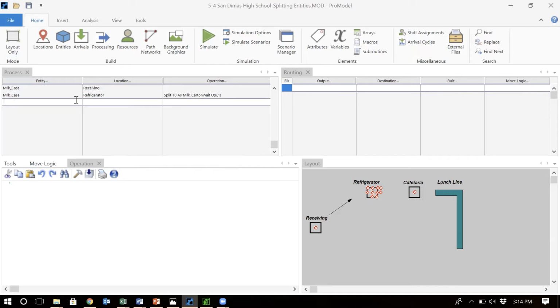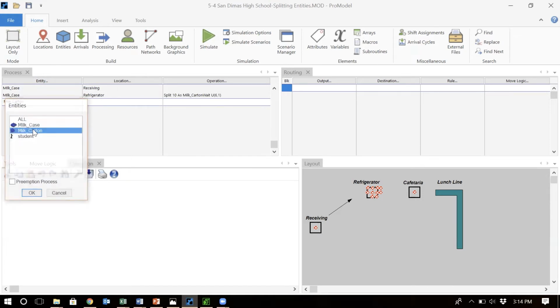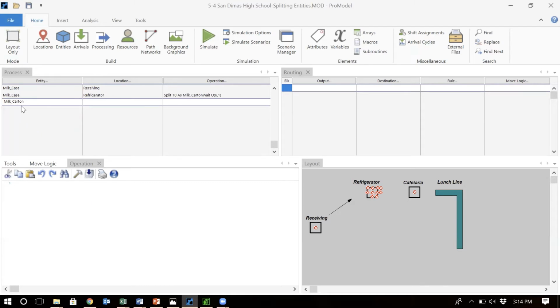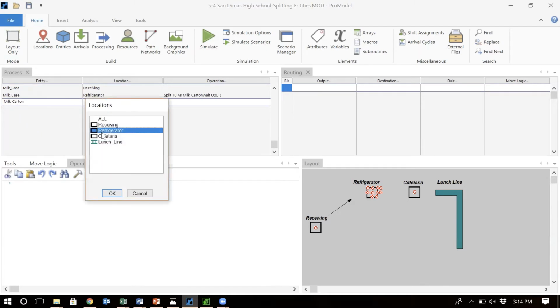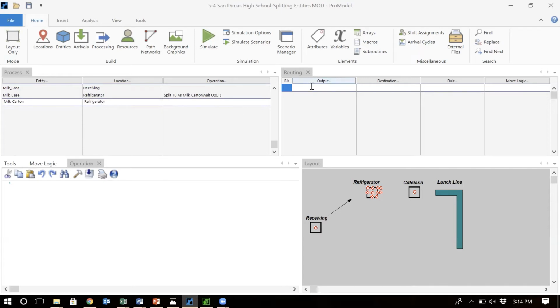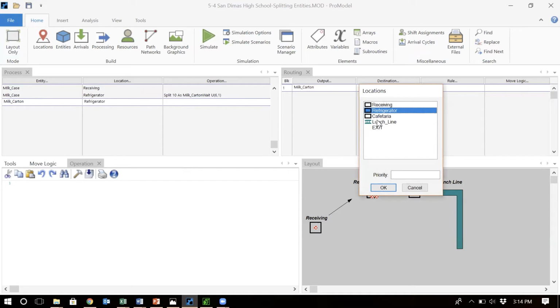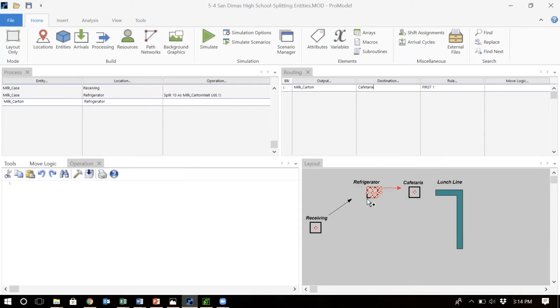Next, so what is the entity that is in my hand right now? It's milk carton, right? We split the milk case into 10 milk carton. So what I have right now is milk carton. And where am I? At refrigerator. And from there, milk carton is going to go to cafeteria. Okay. So now in cafeteria, that's where the students from launch line go to the cafeteria. They pick up a milk carton and then they leave the system.